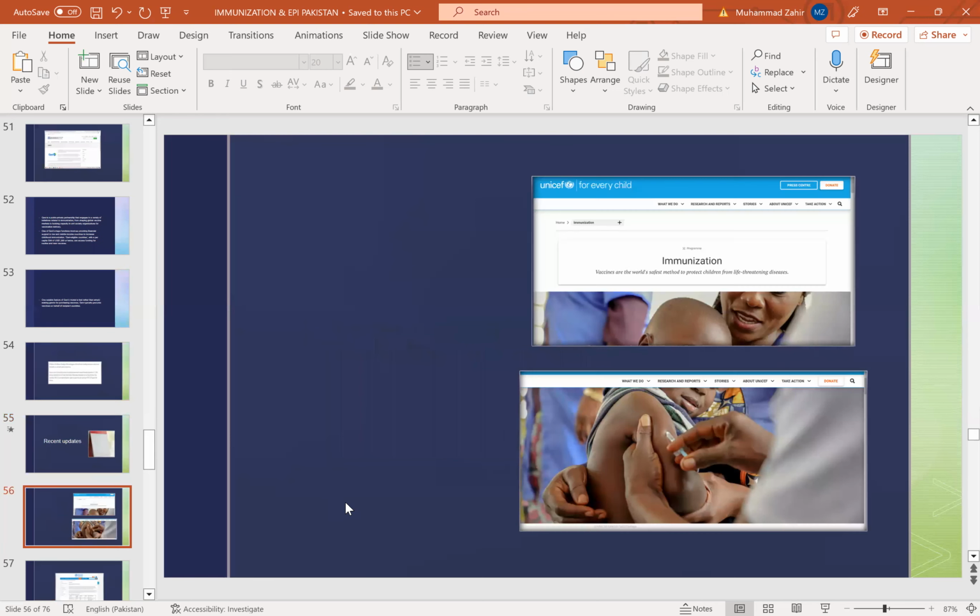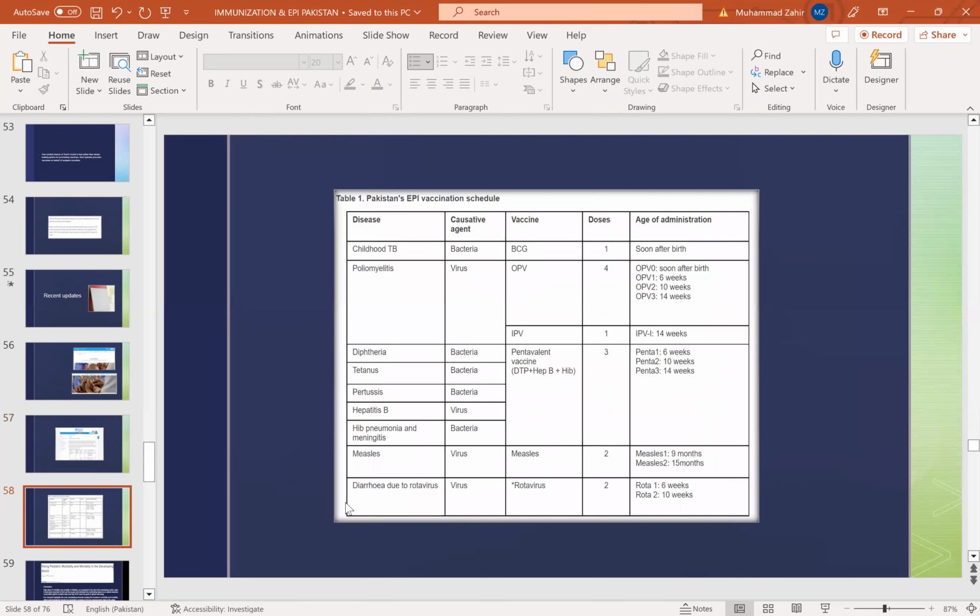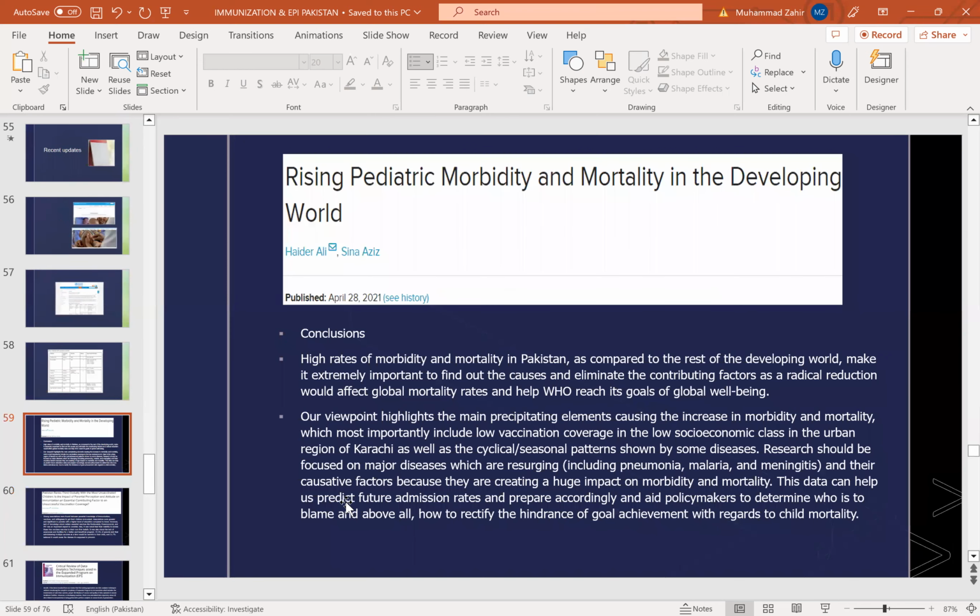Recent updates. Immunizations. According to UNICEF, vaccines are the world's safest method to protect children from life-threatening diseases. According to the WHO immunization program, these are the diseases, and this is the schedule set by WHO in Pakistan.